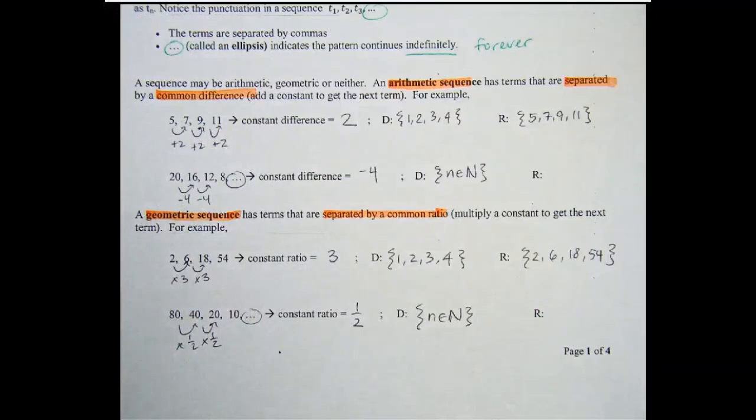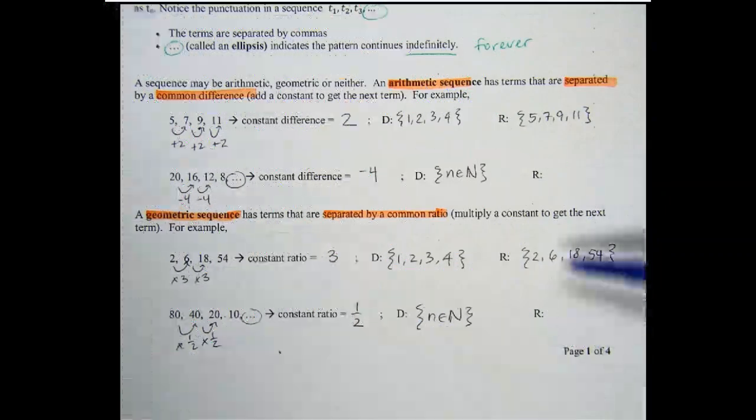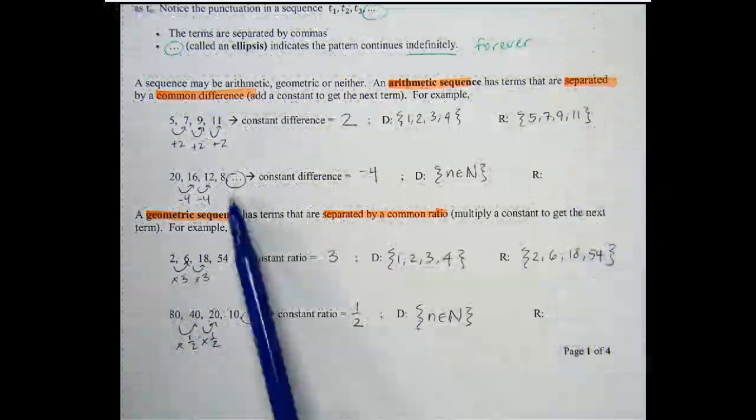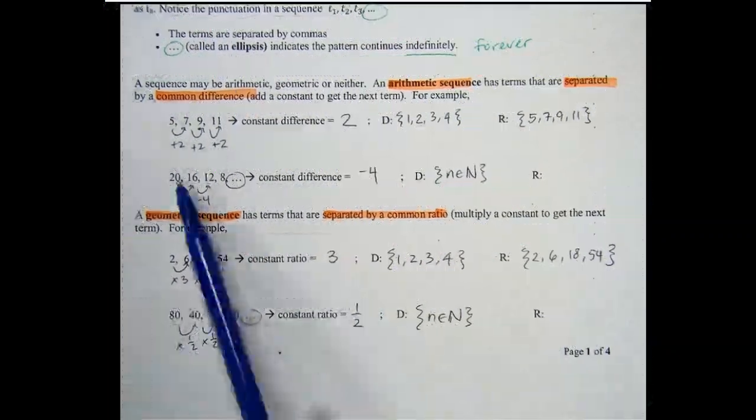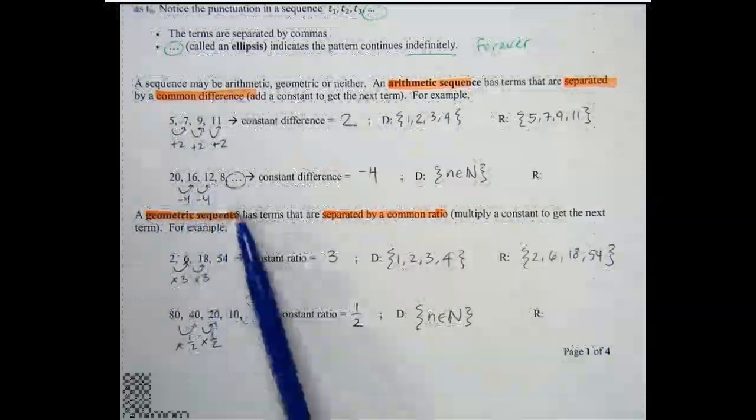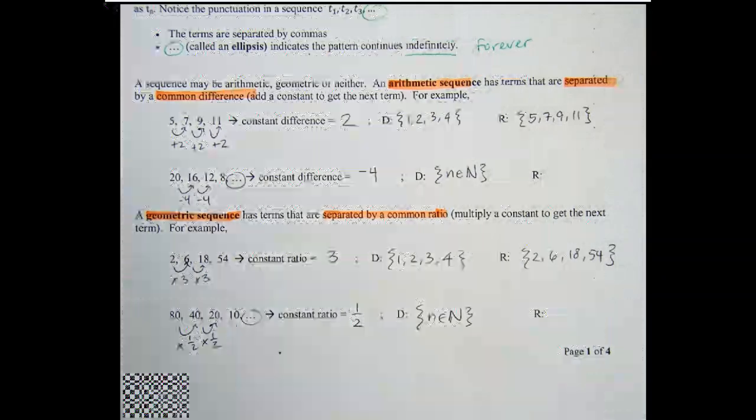If you turn back to page 1 for a minute, we left the range for these two examples blank, and the reason for that was because of the ellipsis telling us that the pattern continues forever. So it wouldn't be enough to just state 20, 16, 12, 8 for the range, or 80, 40, 20, 10 for this range. We have to actually come up with the formula and state the range that way.